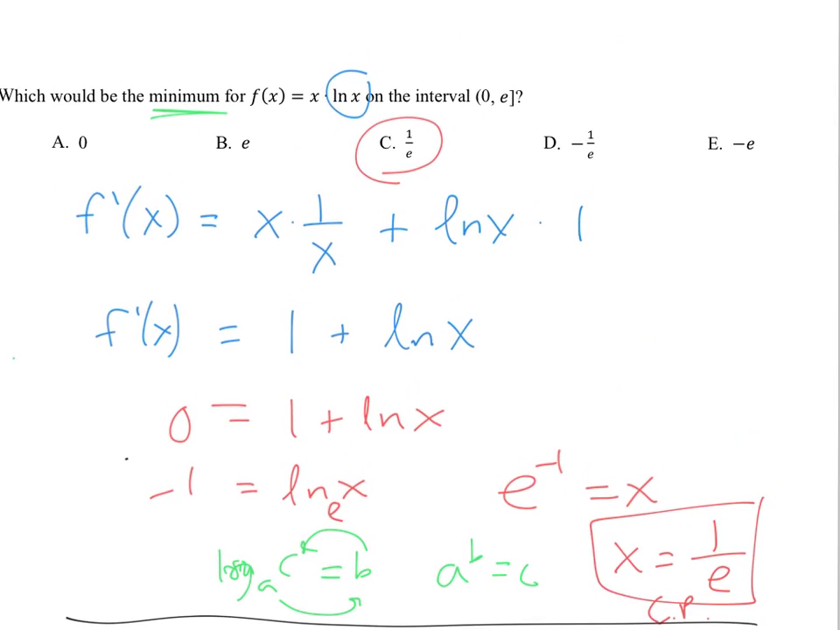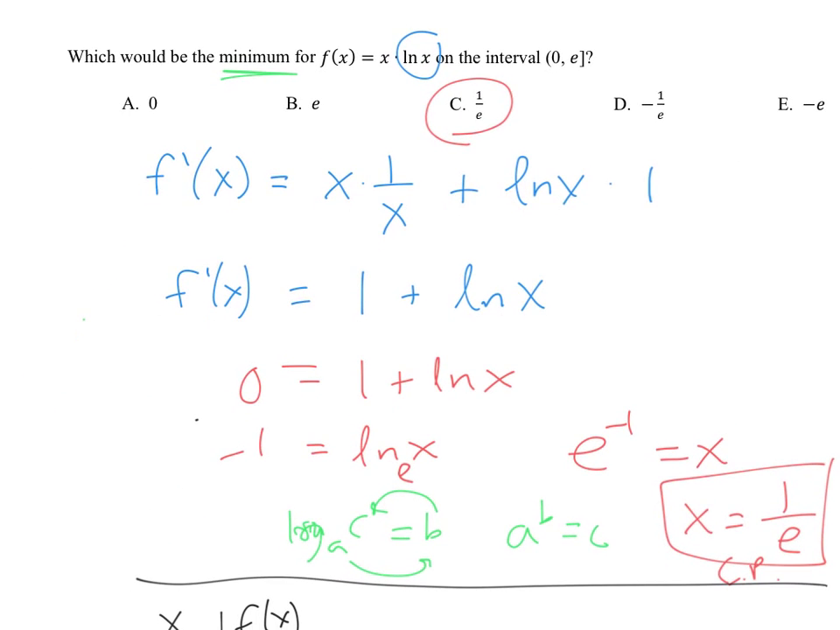Okay, so the correct answer there should have been negative 1 over e. FYI, just for future, negative 1 over e. Finding the minimum, we need to work through the whole problem.